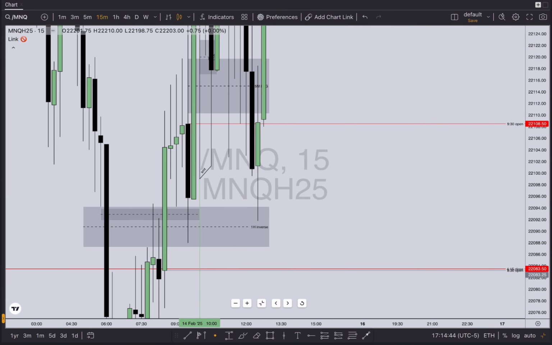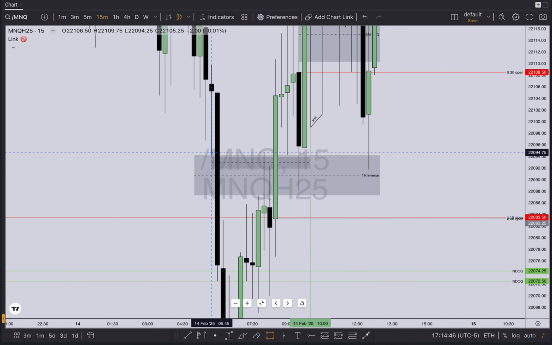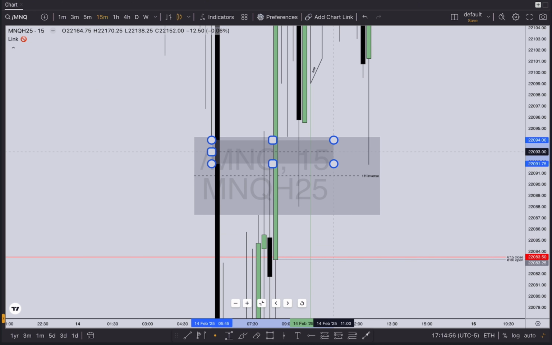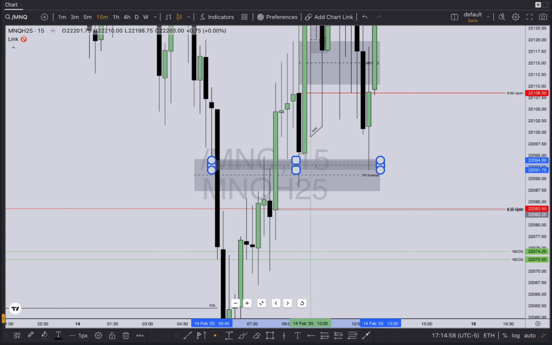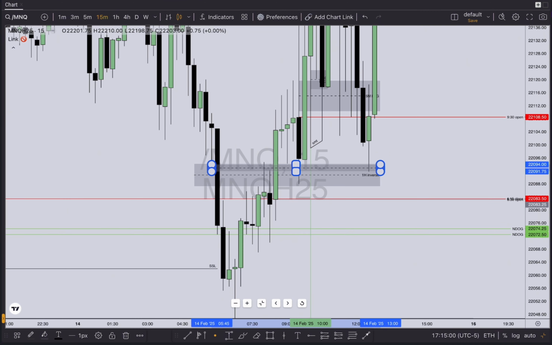We have this fair value gap, including the volume balance, and then this fair value gap. What's the overlapping portion? It's this small portion. And then if we take it, we can see how price just beautifully respects it multiple times. So we have that 15-minute BPR.